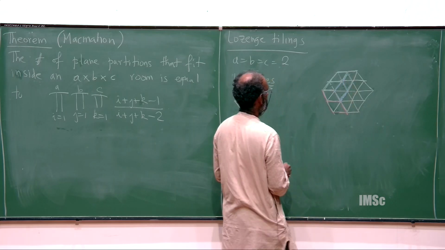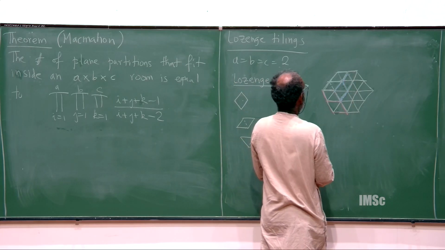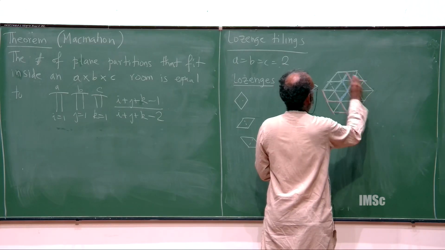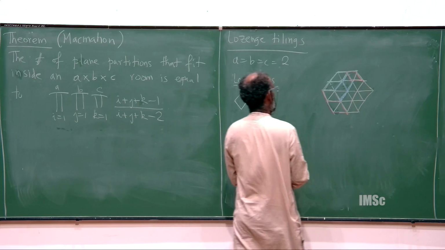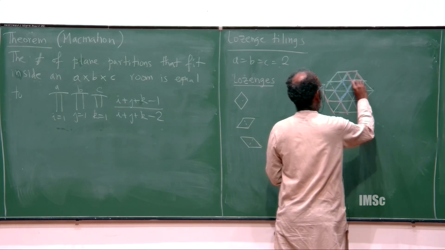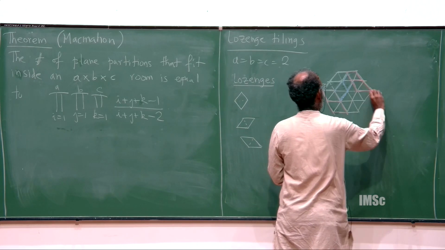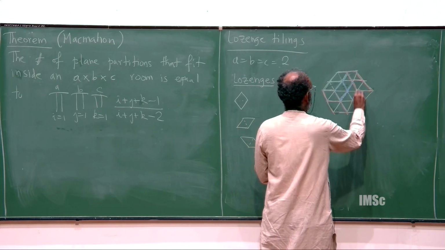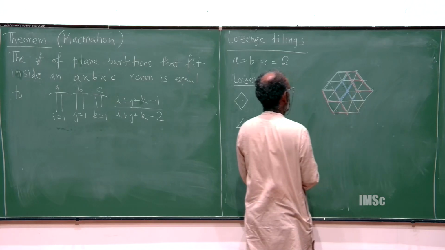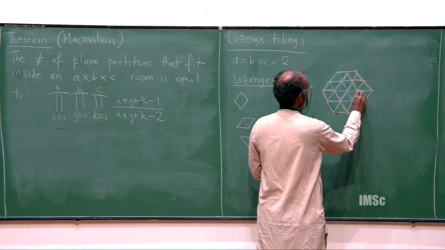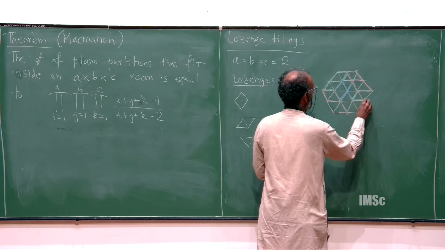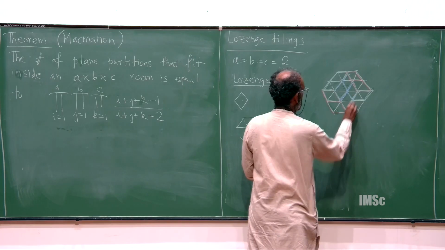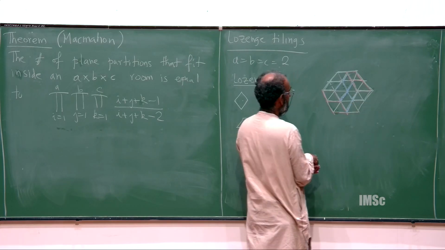Okay, and this one is like that, so I should use red. It's another red. This one is blue. This one is green. This one is blue. You see, something magical is going to happen.